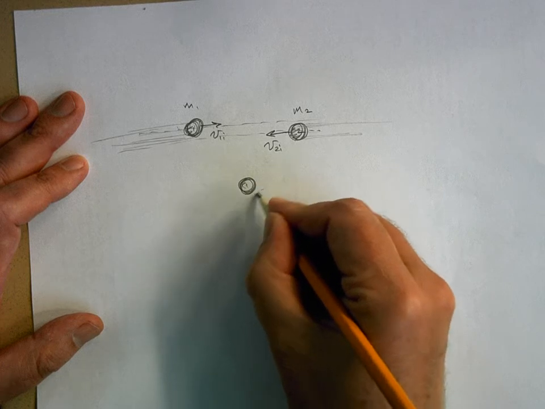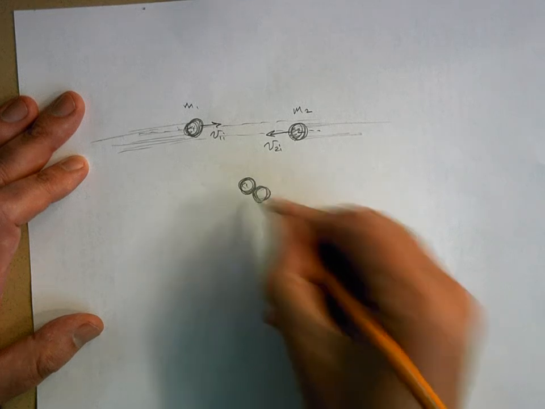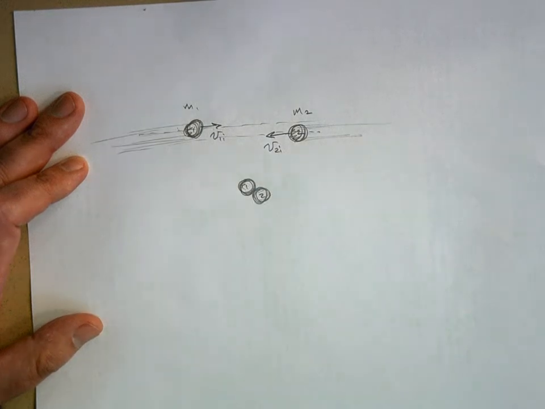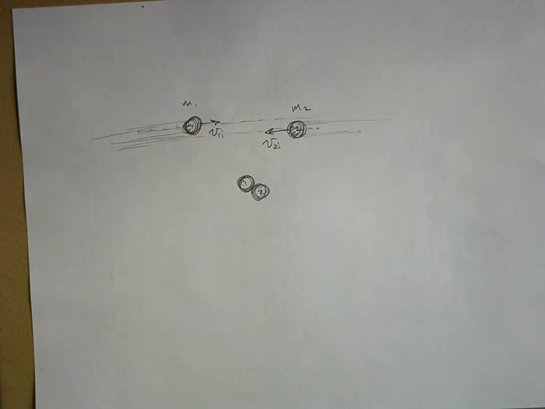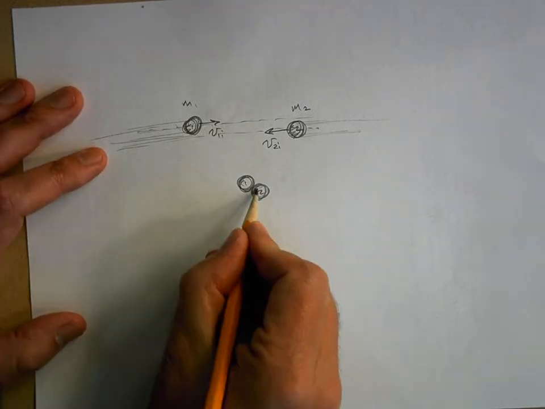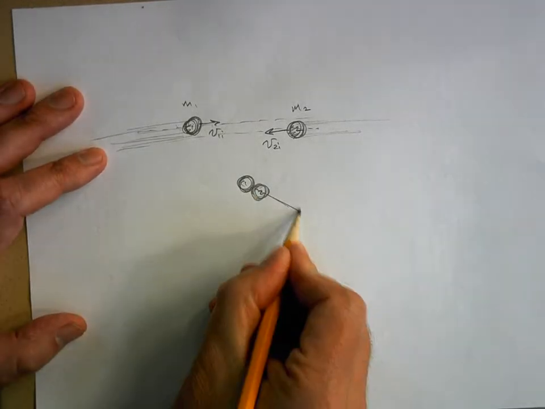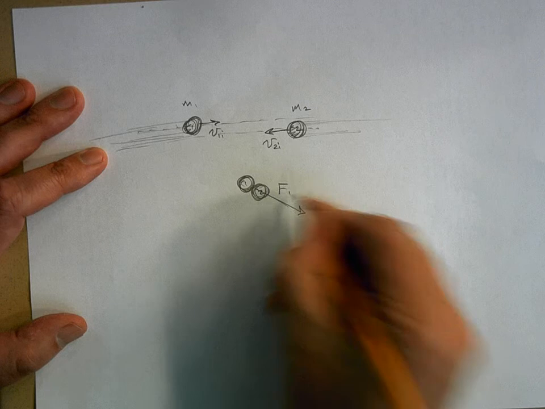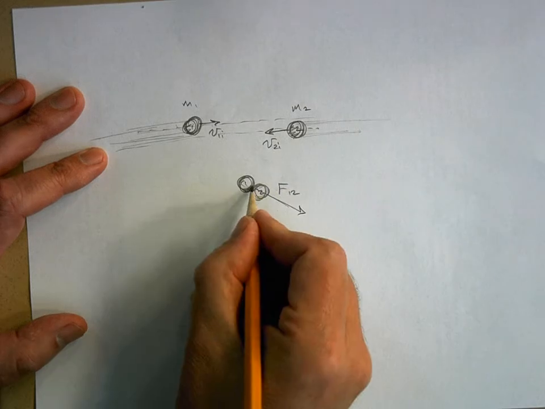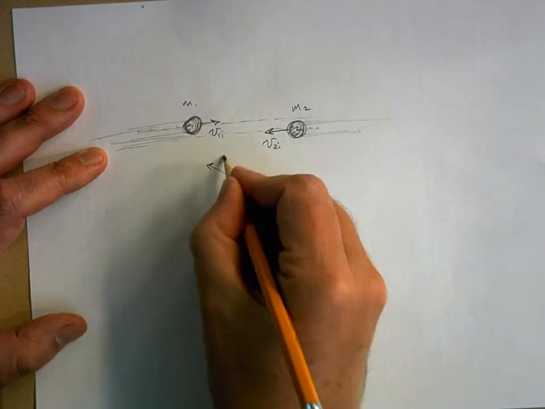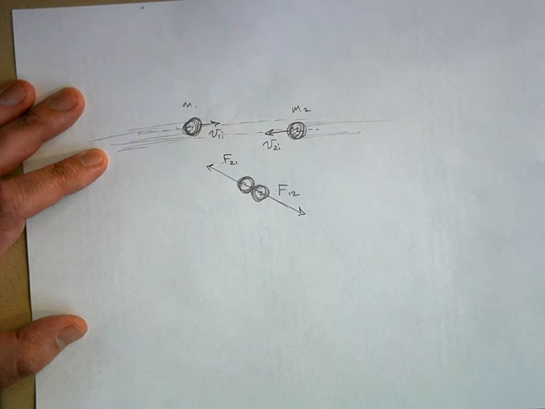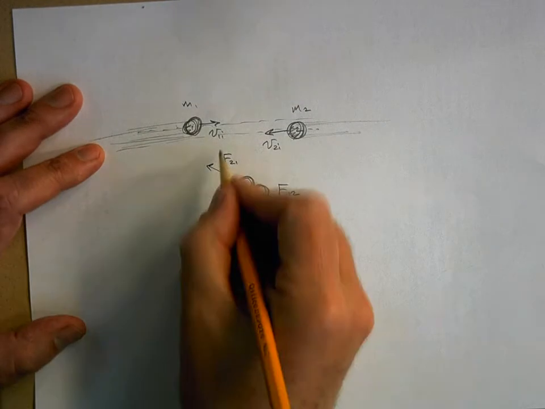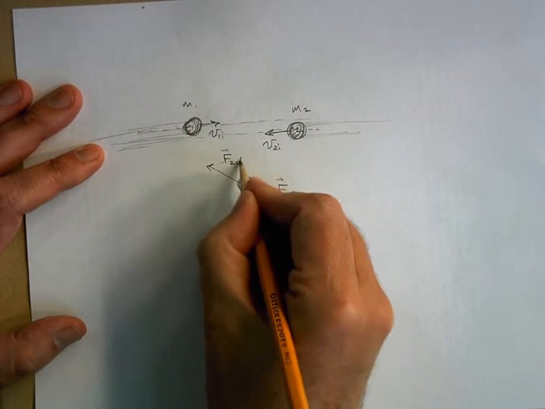here's 1 and here's 2. Here's the moment of collision. The force does not line up with their initial motion. The force is at an angle like this. So this is, boom, F1 on 2 equal and opposite F2 on 1. And again, they apply for the same amount of time.